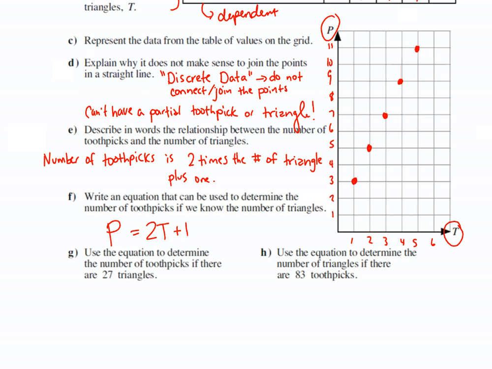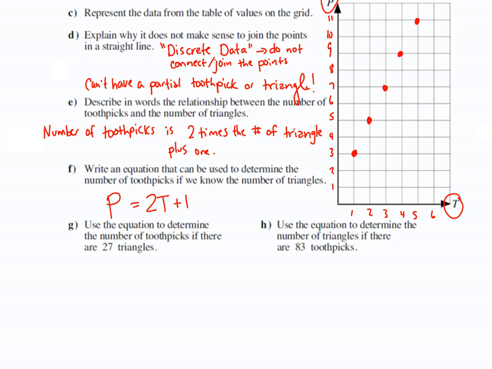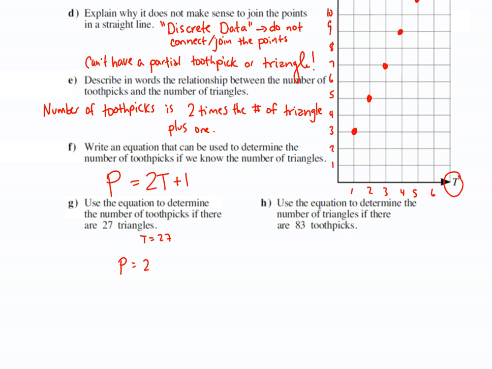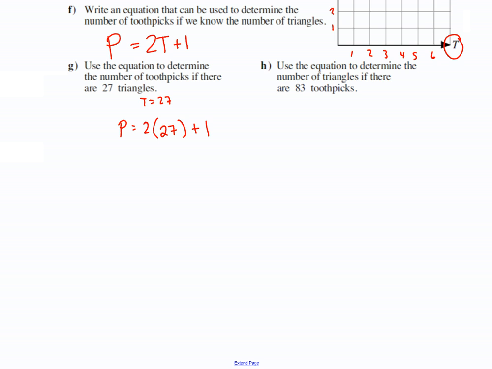And use the equation to determine the number of toothpicks if there are 27 triangles. So what did they give us, t or p? Triangles or toothpicks? Triangles. So they say t is equal to 27. So we plug it into our equation. Whenever we substitute into an equation, we use brackets. 2 times 27 plus 1, what does that equal? 2 times 27, you could do that in your head. 54 plus 1, 55. Good.